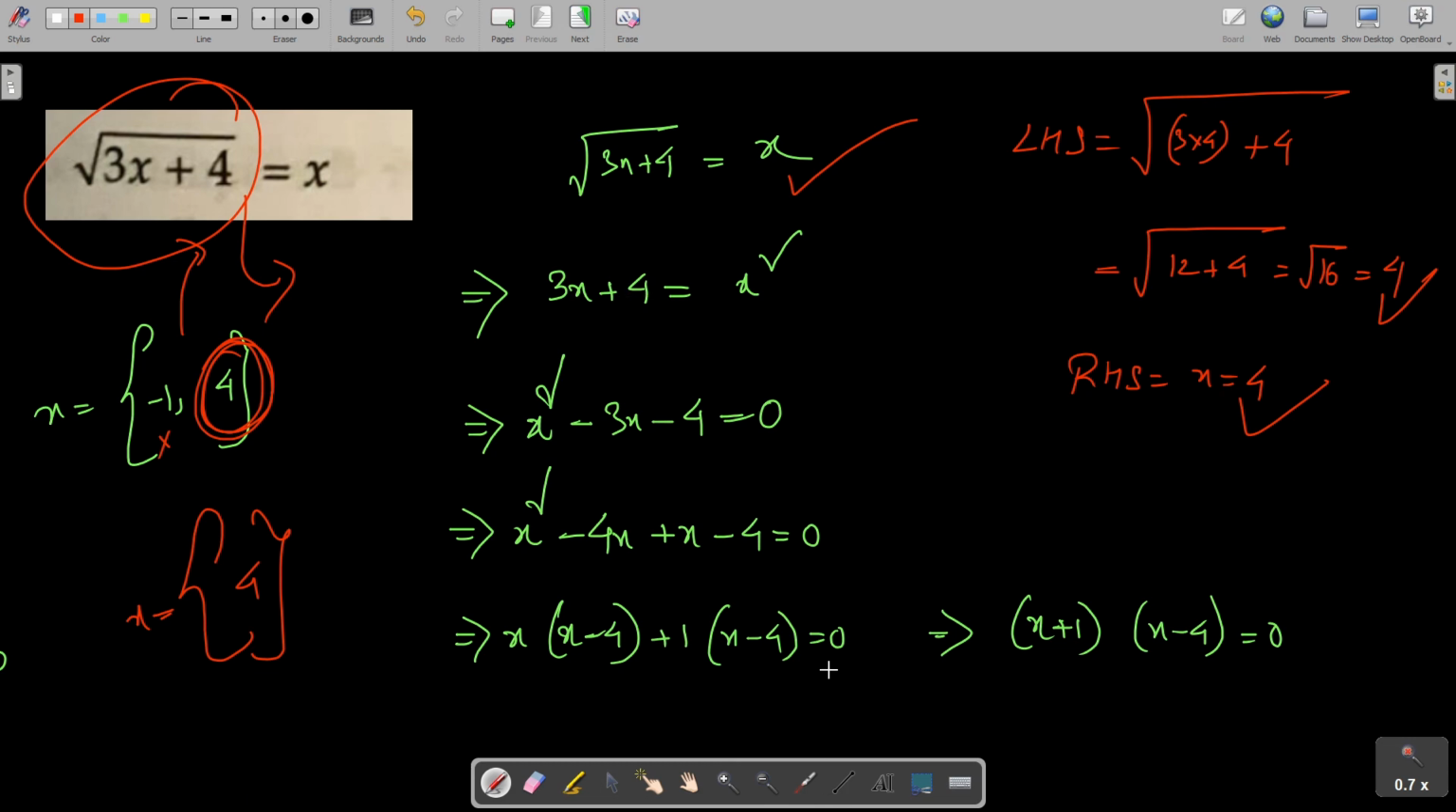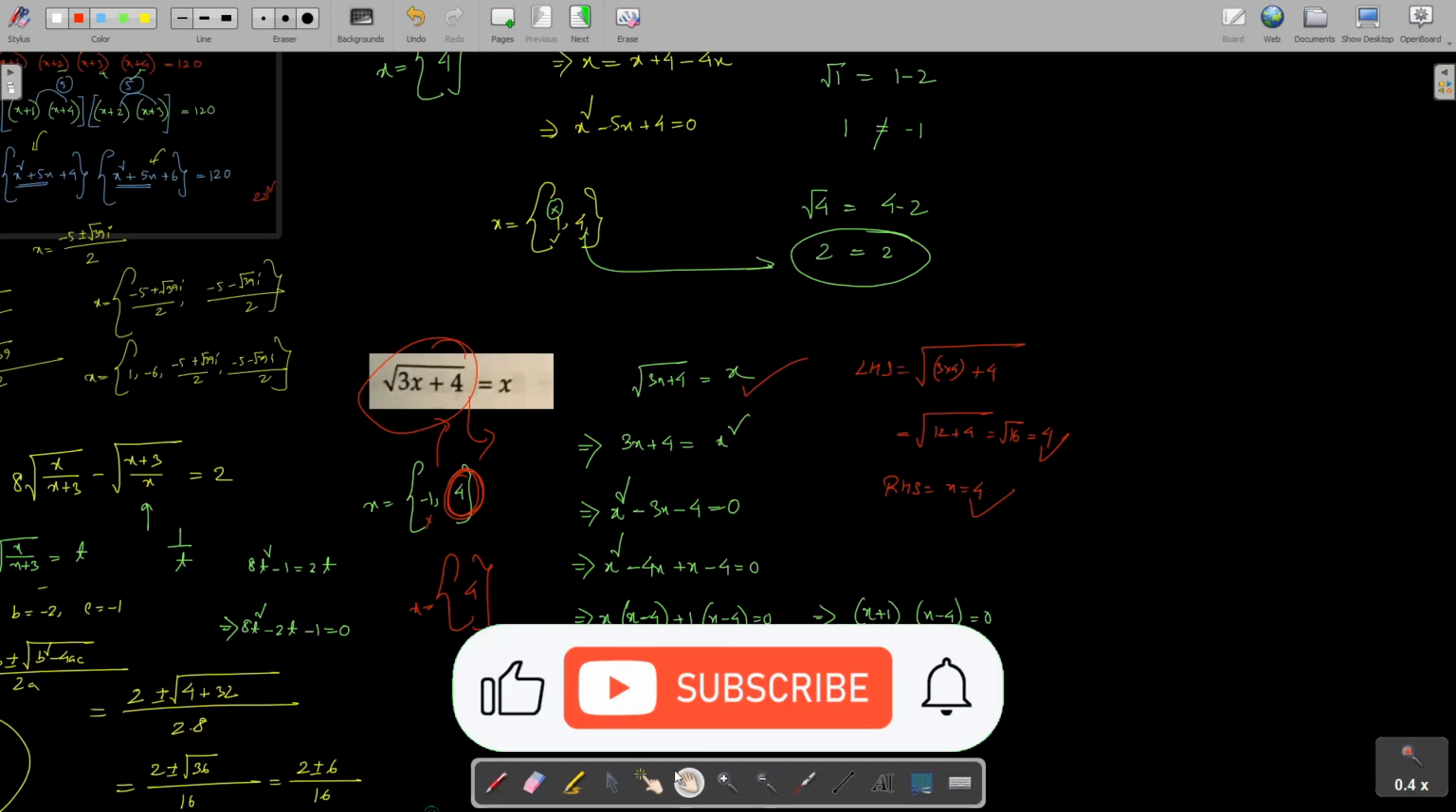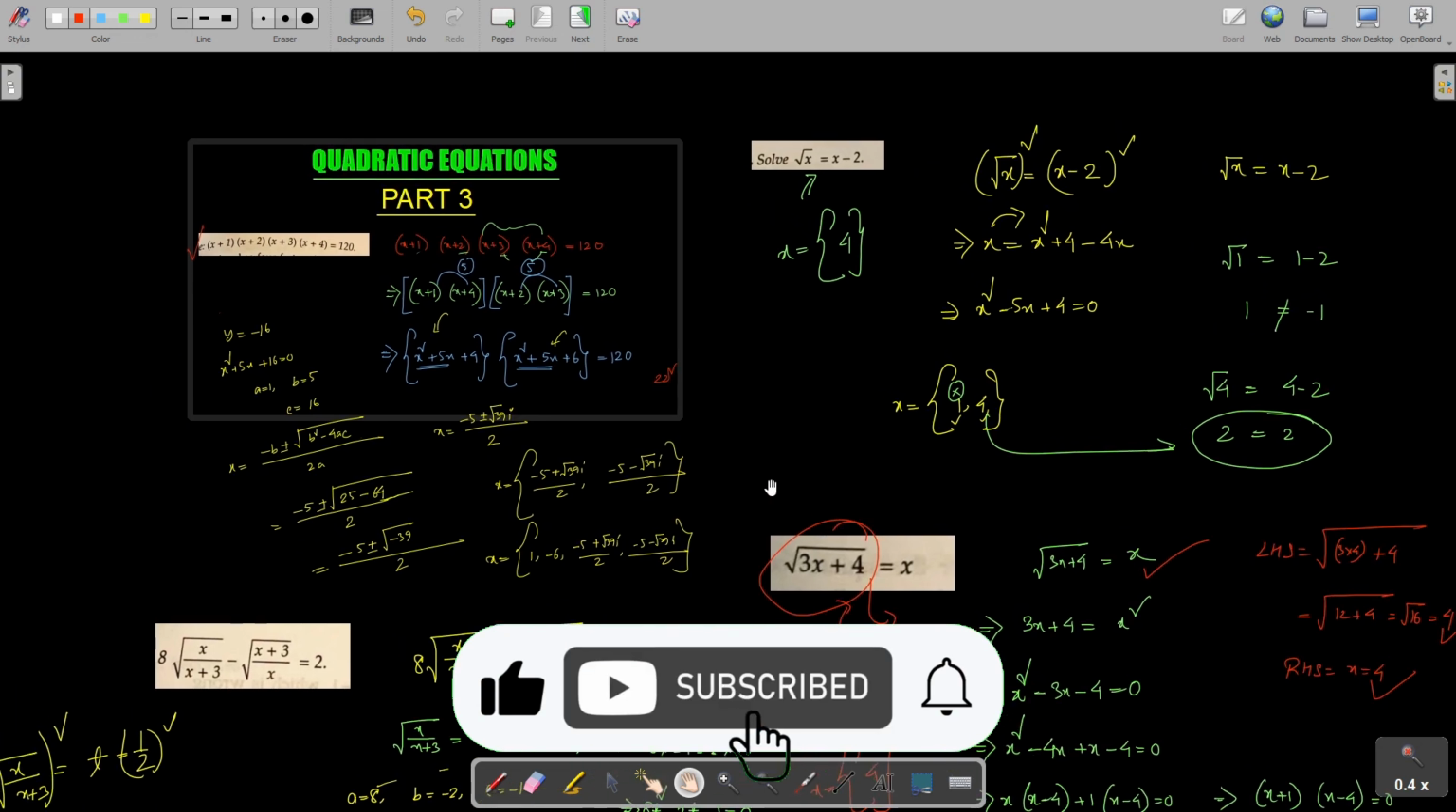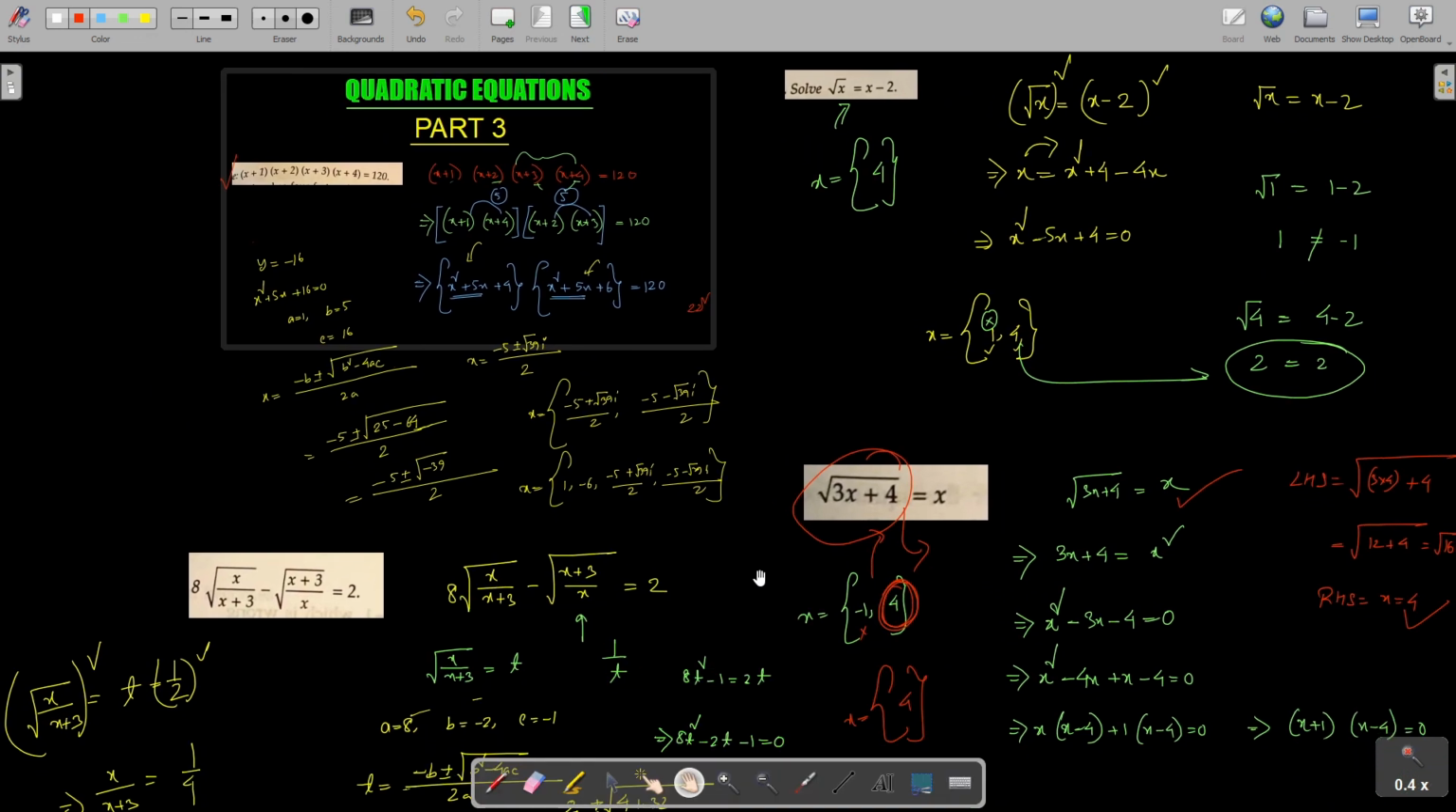Done? So we have solved 4 questions today. We have seen 4 different types of under root questions. Next class we'll take more questions from quadratic equations.